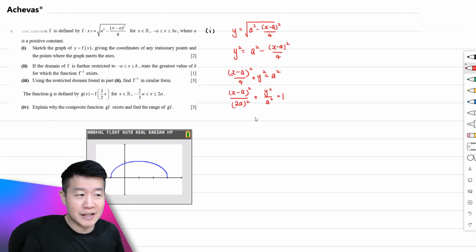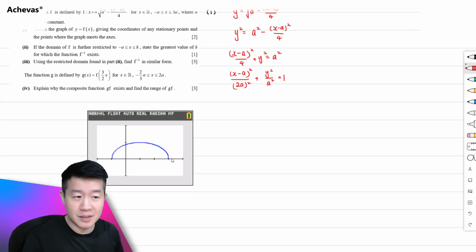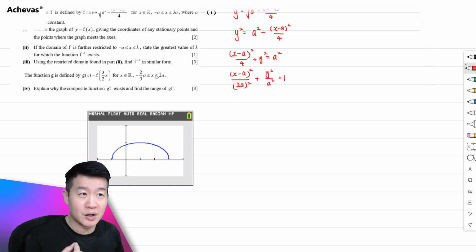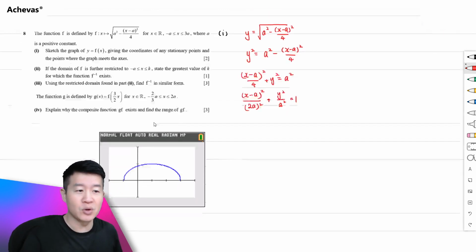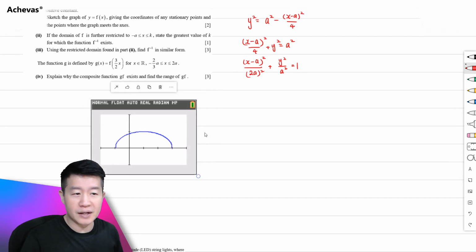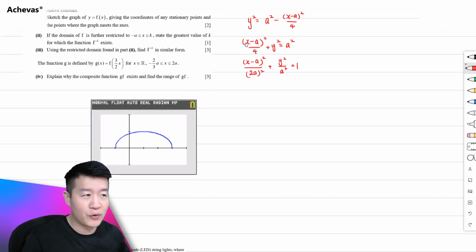So I see the equation of an ellipse. In fact, we are drawing the top half of the ellipse. According to the question, a is a positive constant, so I've used a as positive 1 to sketch my graph. From the equation of this ellipse, we can already see that the center is going to be at the point (a, 0). The horizontal radius is going to be 2a, so it will be a minus 2a, then the other side is the same, a plus 2a. And the vertical radius is going to be equal to a.